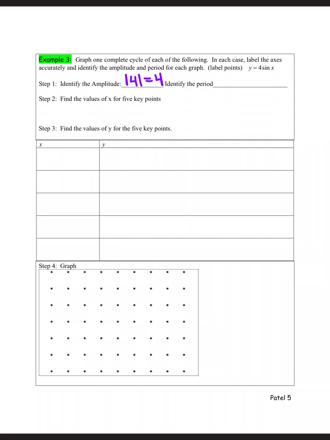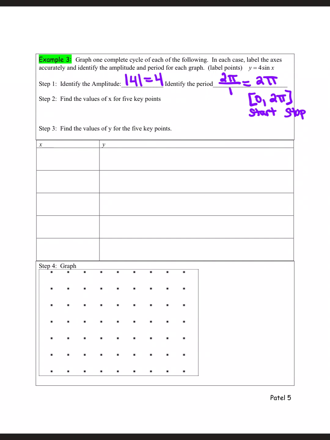The period is 2 pi over b, which in this case, since it's 1x, b is just 1. So that's 2 pi. So my interval is going to be between 0 and 2 pi. So we're going to start at 0 and we're going to stop at 2 pi.